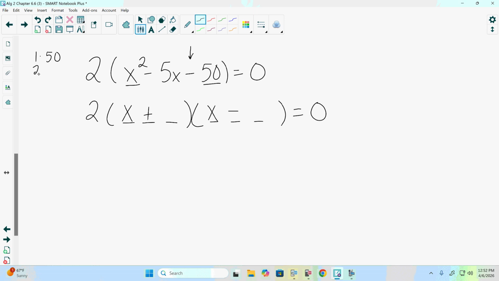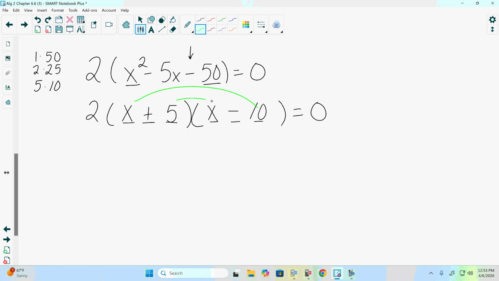Factors of the third term, factors of 50. 1 and 50. 2 and 25. 3 is not a factor of it. 4 is not, but we do have 5 and 10. And most likely we're going to want positive 5 and negative 10.